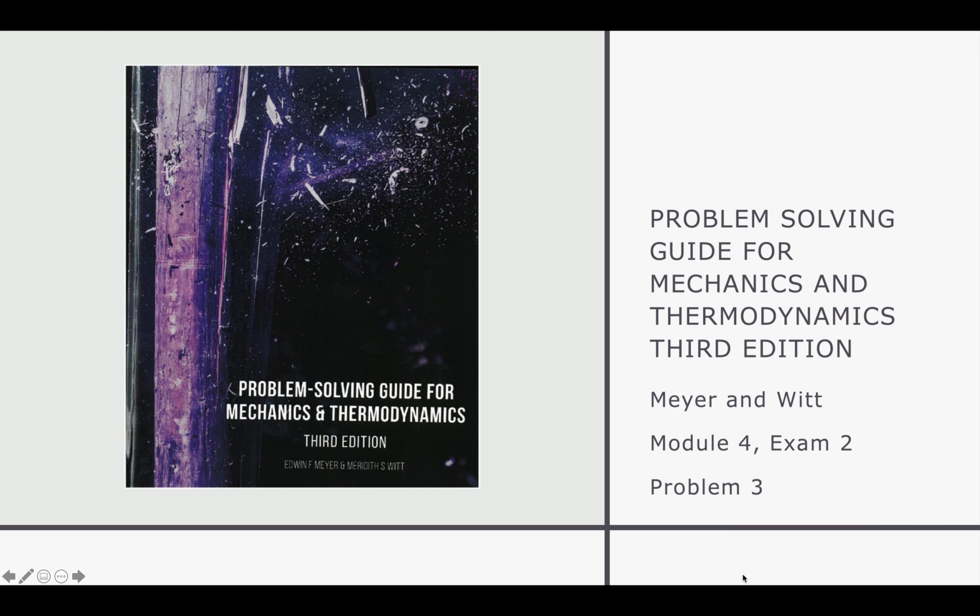This is a walkthrough of Problem 3 from Practice Exam 2 in Module 4 from the book Problem Solving Guide for Mechanics and Thermodynamics. A curved exit ramp has a radius of 40 meters, that's a tight curve, and is banked inward at 10 degrees. A 1,000 kilogram car is negotiating the curve at a constant speed of 25 meters per second, which is too fast. What is the magnitude of the frictional force on the car from the surface of the road?